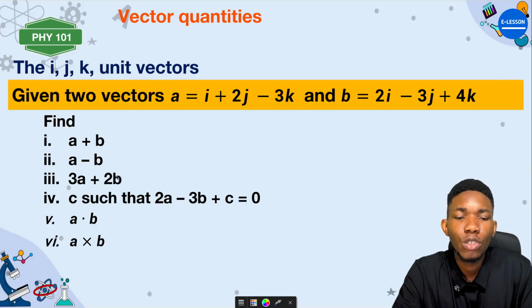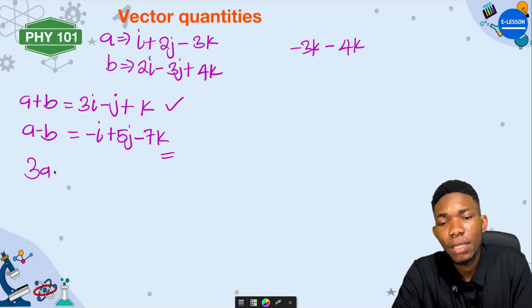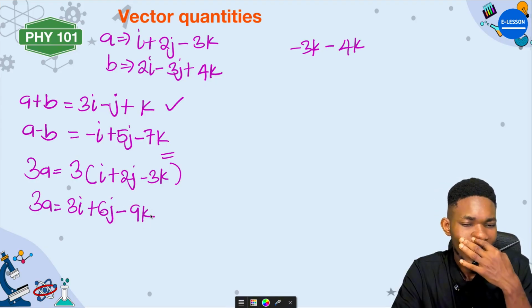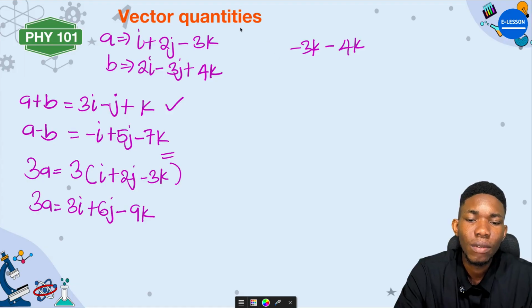The next one is 3a plus 2b. Now, 3a plus 2b will be equals to what, my dear student? That one is very easy. So we need to look for 3a first. Now, what does 3a mean? It means you should multiply everything you have here by 3, which is i plus 2j minus 3k. So 3a, my dear student, will be equals to 3 times i will give us what? 3i. 3 times j will give us what? 6j. 3 times minus this will give us what? Minus 9k. So 3a is 3i plus 6j minus 9k.